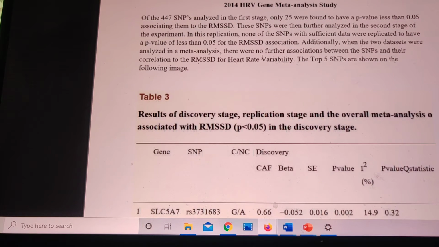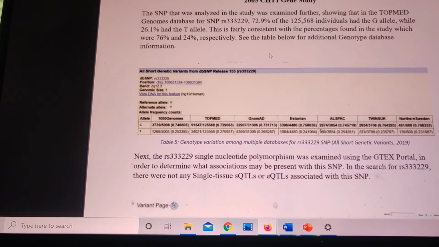Meanwhile, in the 2014 study, of the 447 SNPs that were analyzed, only 25 were found to have a p-value less than 0.05 or were found to be significant. And even of these 25, there were not any that passed the second stage of this study, as there was not found to be an association. And in the meta-analysis, there was still not enough evidence and data to prove an association for any of these SNPs.